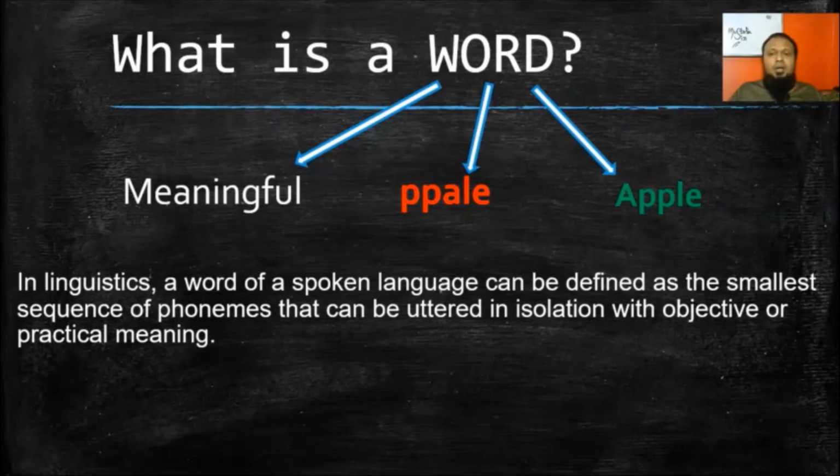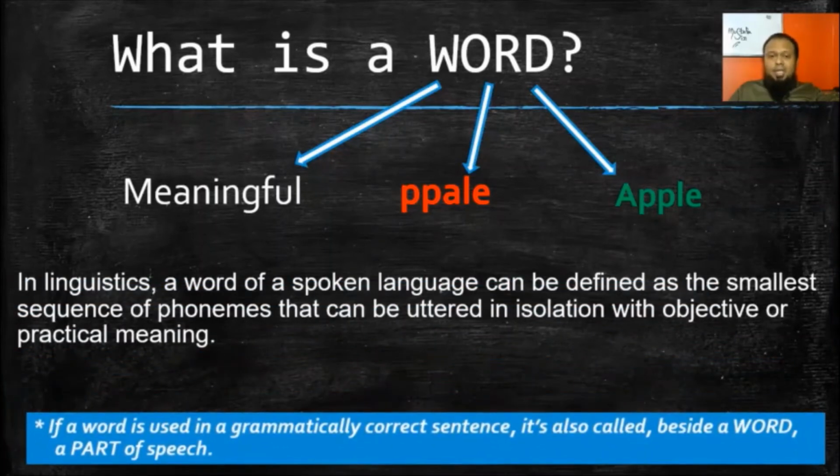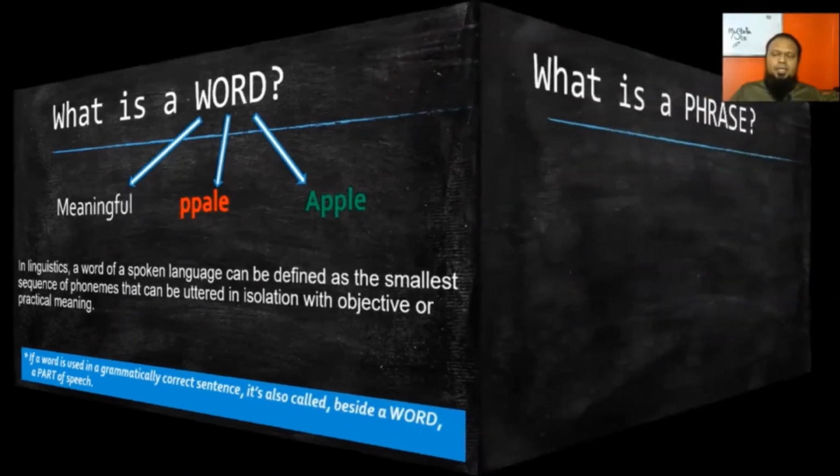So in linguistics, a word of a spoken language can be defined as the smallest sequence of phonemes that can be uttered in isolation with objective or practical meaning. Okay, but there is a catch. If a word is used in a grammatically correct sentence, it is also called, beside a word, a part of speech. So we give a kind of designation to a word if that is used in a perfectly grammatically correct sentence. Then we call it a part of speech. And there are 8 parts of speech in English.